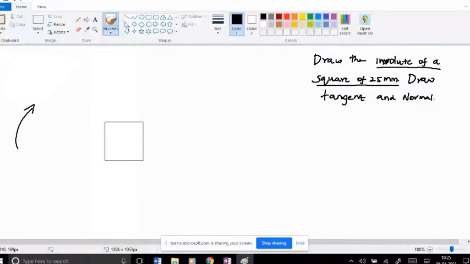I need to decide the fixed end. For instance, I'm going to assume this is my fixed end. You need to name it properly using alphabets A, B, C, and D. The next step is you need to calculate the perimeter of the square. The perimeter is 4 into side. One side is 25 mm, so 4 into side is 100 mm.